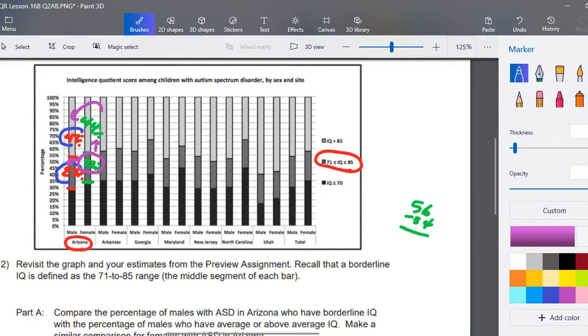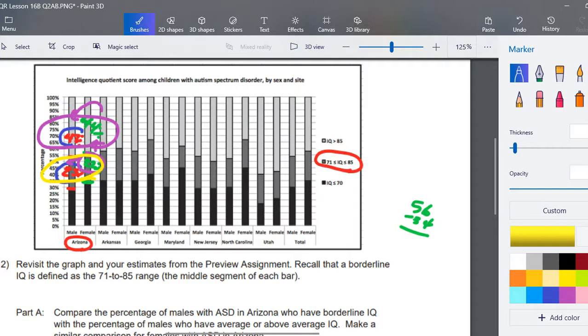If you want to compare this direction, there are almost twice as many females in the highest IQ range than in the middle IQ range. They're just asking us to compare these. We can compare female to female, male to male. We can also compare this direction. Those are roughly the same in the upper category, and these are roughly the same in the middle category. Jot down something, and then moving on to Part B.